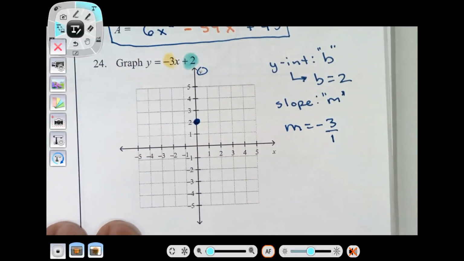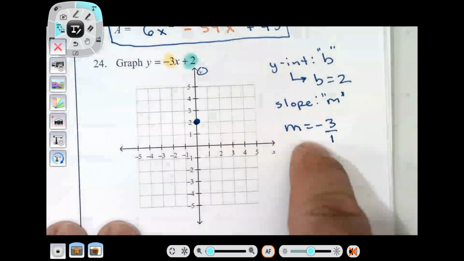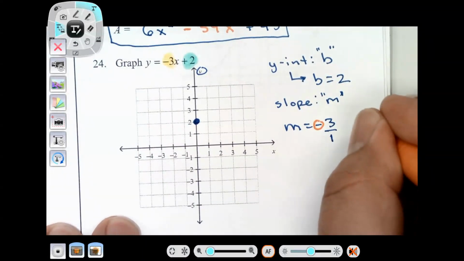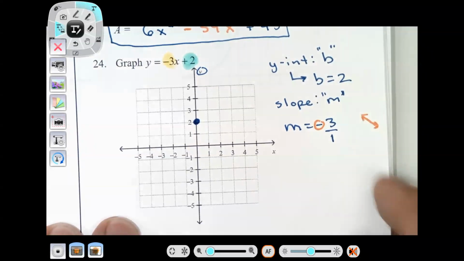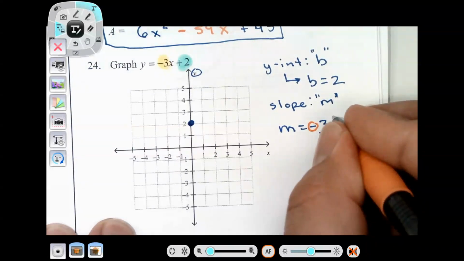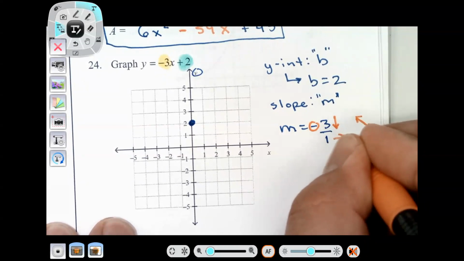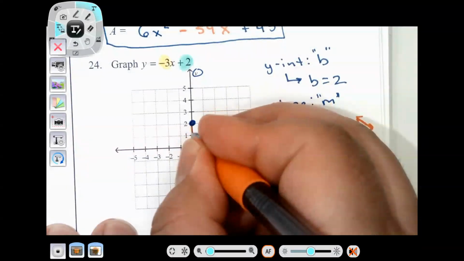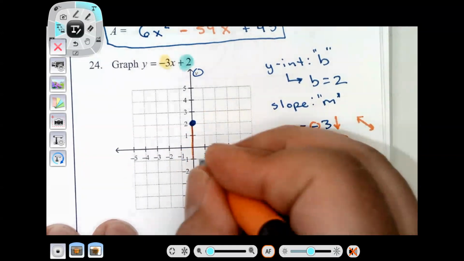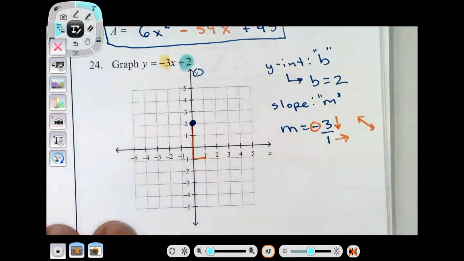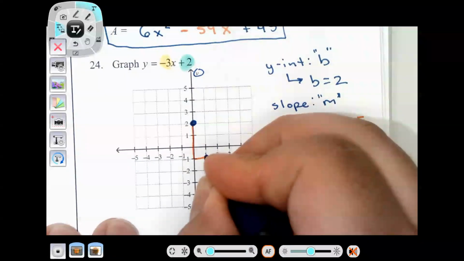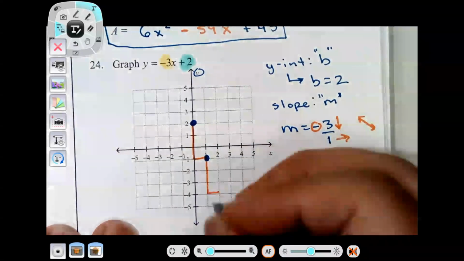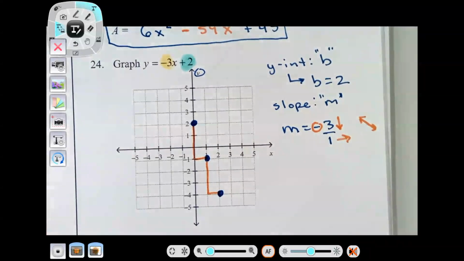But remember, you should always tell yourself in advance, is this line increasing or decreasing? Well, because of the negative, it's going to look like this. It's like it's dropping. It's a decrease. That's because you're going to drop down 3 and you're going to go over 1. So let's do that now. Drop down 3, 1, 2, 3, and then over 1. That's my new point right there. And I'm going to do one more just so I can draw a straight line. 1, 2, 3, 1 over. There it is. And now I'm ready.